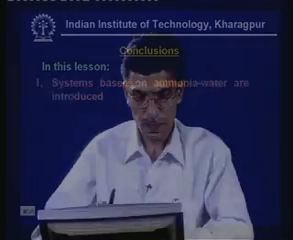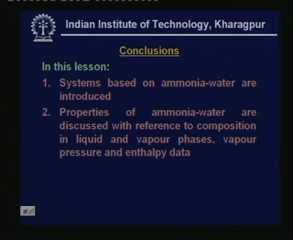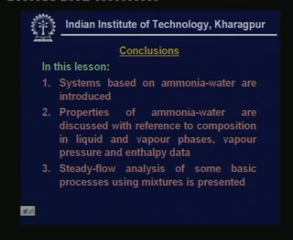So, I will explain the basic system consisting of all these components and the working principle in the next class. Let me quickly summarize what we have learned in this lesson. In this lesson, systems based on ammonia water are introduced, and properties of ammonia water are discussed with reference to composition in liquid and vapor phases, vapor pressure and enthalpy data, and some simple processes using mixers are analyzed assuming steady flow process. In the next class I shall discuss the actual systems. Thank you.